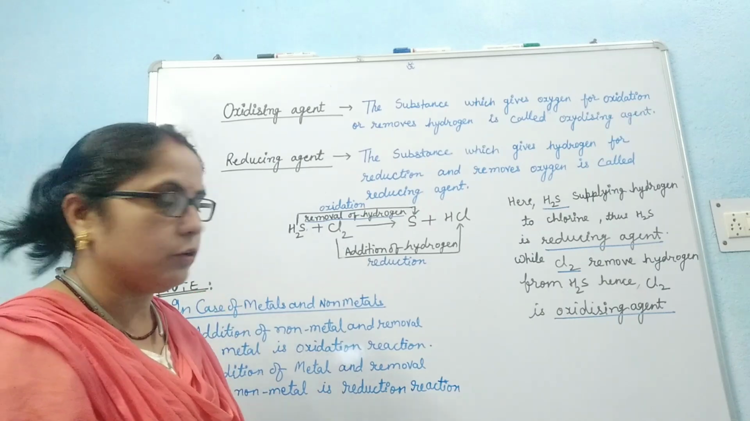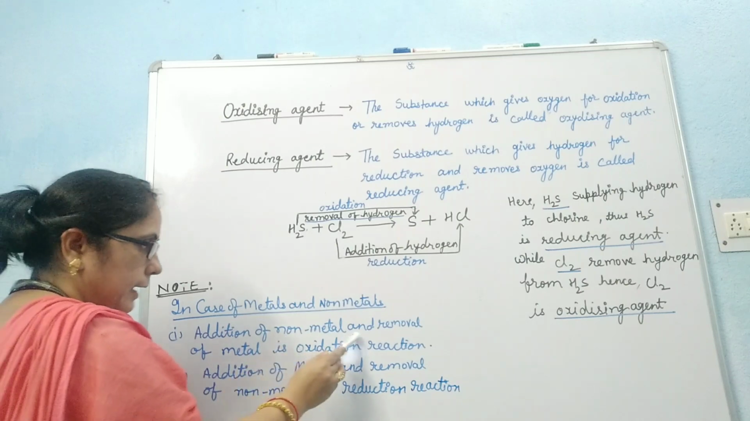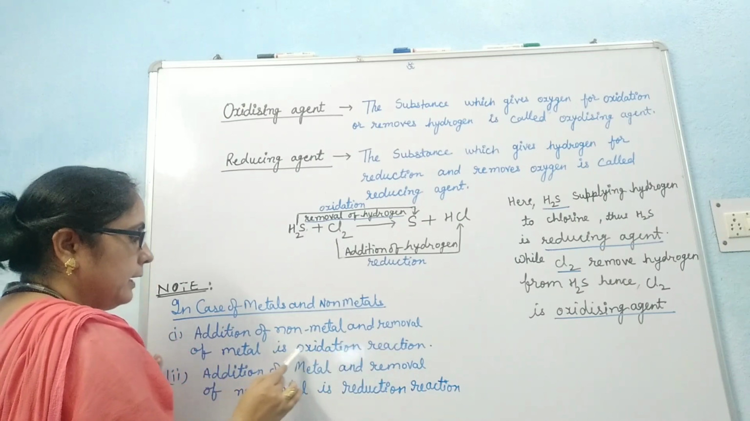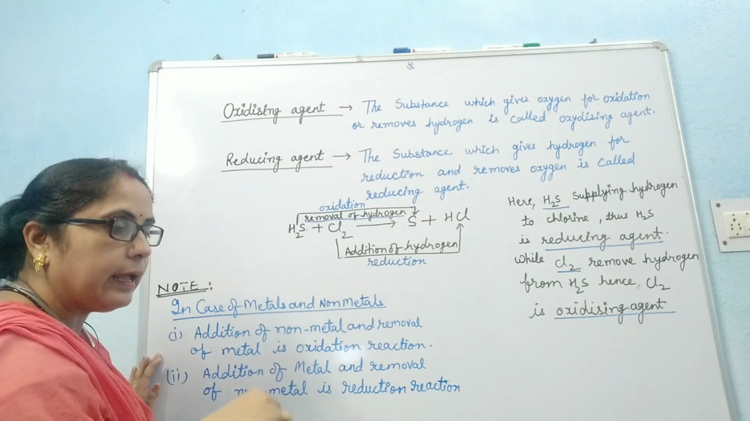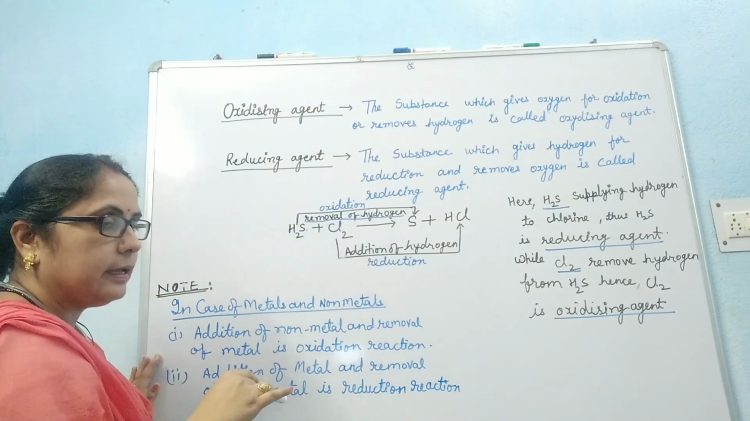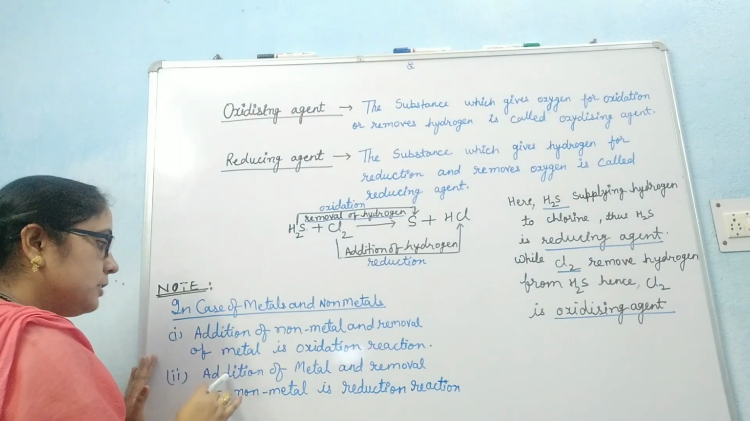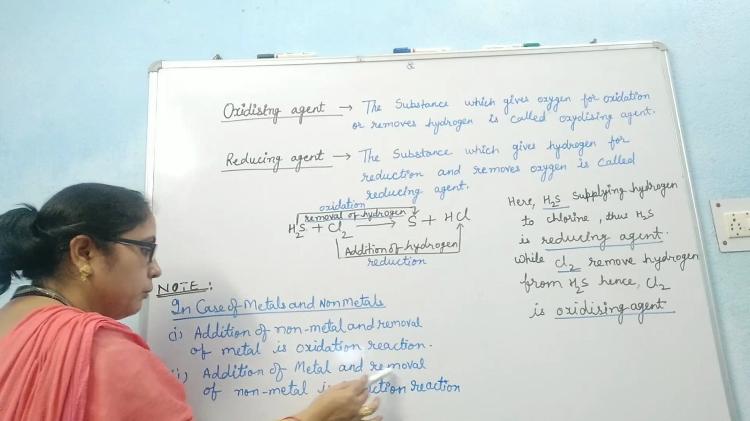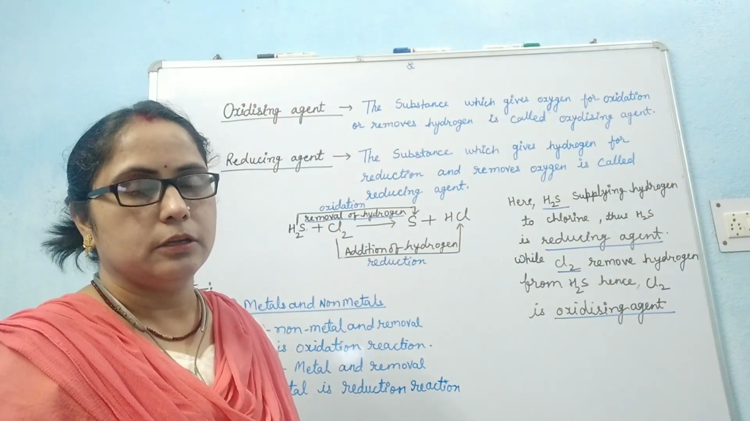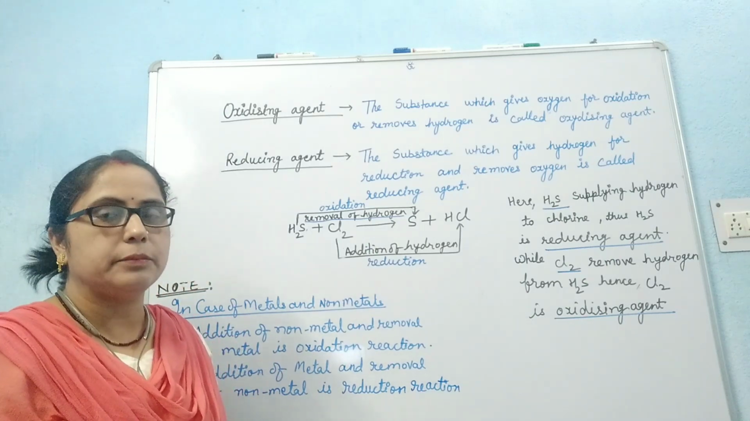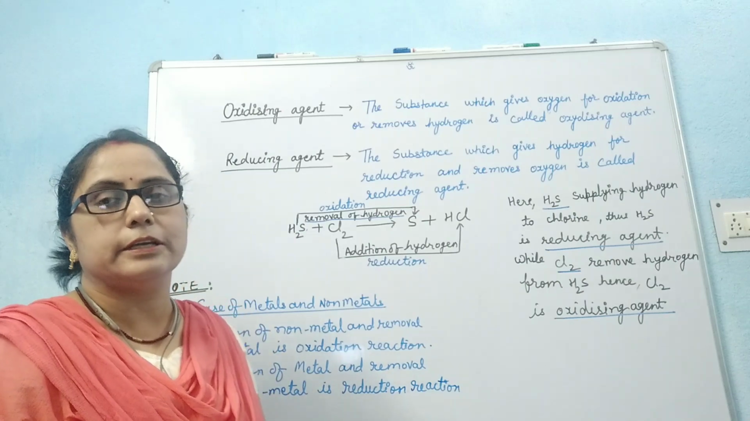In case of metals and non-metals, addition of non-metal and removal of metal is called oxidation reaction. And just opposite of that, addition of metal or removal of non-metal is reduction reaction. So remember it also. In some reactions, hydrogen and oxygen are not present, only the metals and non-metals.